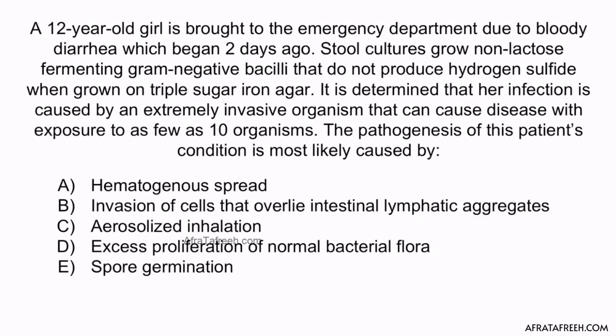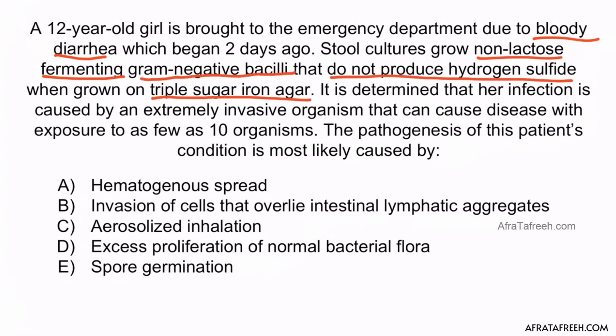Okay, let's talk about the key points. First, the child has bloody diarrhea, which should be making you think of an enteric-related infection, such as E. coli, Salmonella, Shigella, or Campylobacter. Second, stool cultures grew non-lactose fermenting, gram-negative bacilli that did not produce hydrogen sulfide on TSI agar. E. coli ferments lactose, Salmonella produces hydrogen sulfide on TSI agar, and Campylobacter is comma-shaped. So the information from the question stem helps us eliminate each of these possibilities from the differential and leaves us with the diagnosis of Shigella.